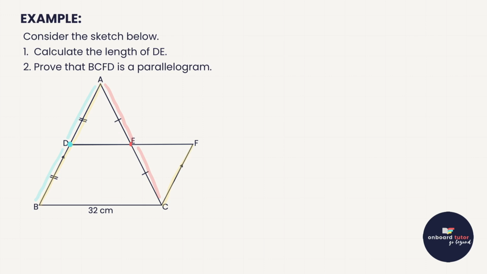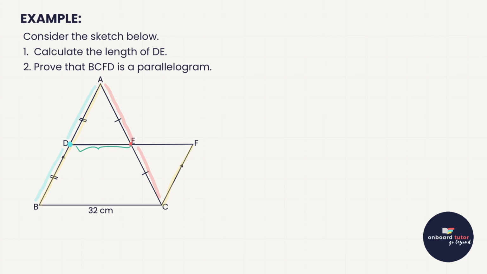What they're asking us for is the length of DE, the internal side there. So what do I know? I know that if I've got a midpoint here and a midpoint here, then I can deduce that this and this are parallel, and this side is equal to half of that side. So we just need to state that.